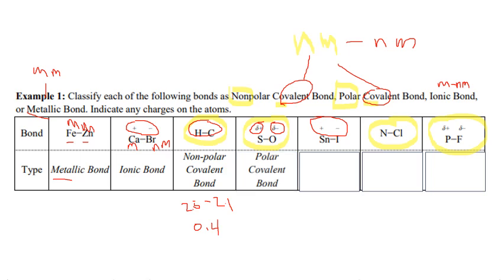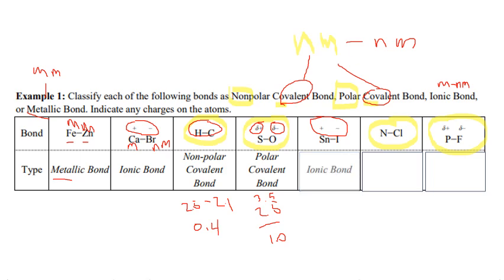We can also tell because sulfur has a 2.5 and oxygen has a 3.5. That's a huge difference right there. 3.5, 2.5. Remember, I'm getting that from the periodic table on the first page of this. So that's a difference of 1.0, which tells us that's definitely polar.